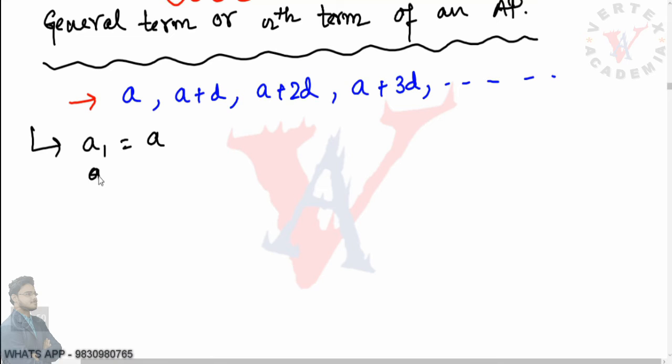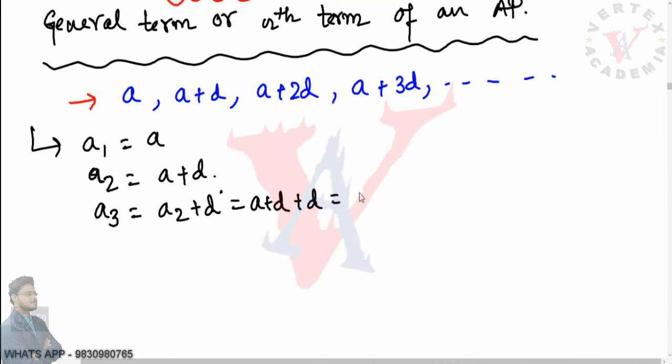Okay, so what is the second term? The second term is A plus D, right? Where D is the common difference. Now what is the third term? A3 is basically the second term plus the common difference, which comes out to be A plus D plus D, equals A plus 2D, right?